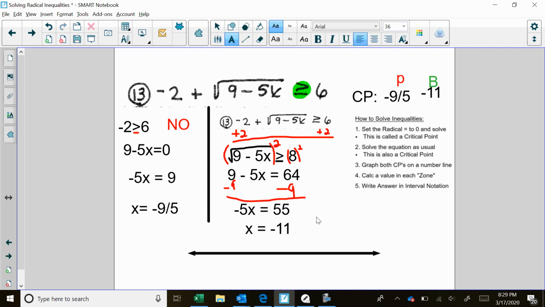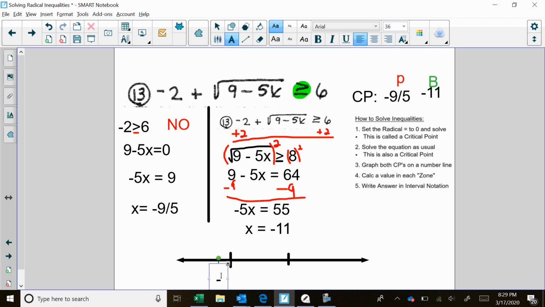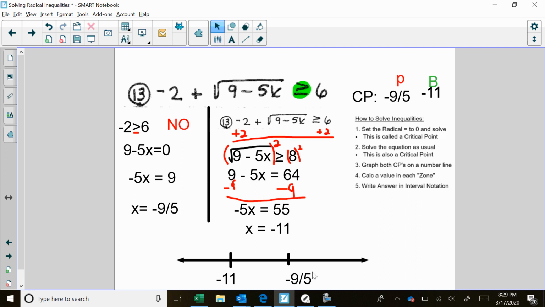Now, what I keep saying about this number line, you got to make sure you put the numbers in order. So, which one's smaller? That one goes on the left. That will be negative 11. And over here is negative 9/5. Because negative 11 is a smaller number than negative 9/5.